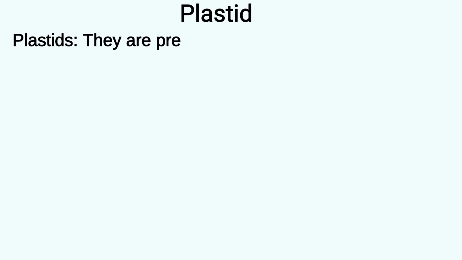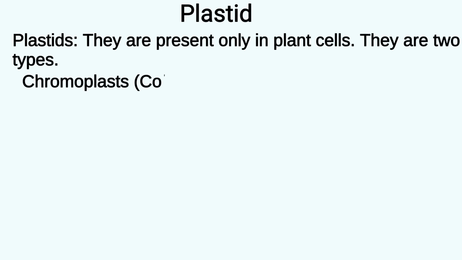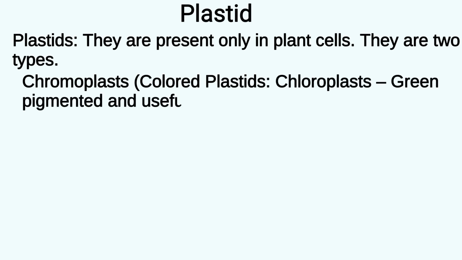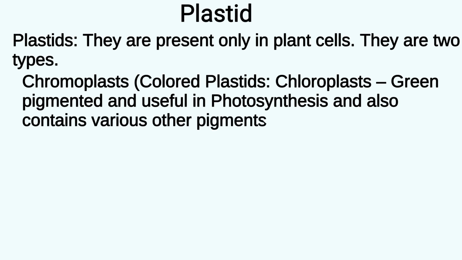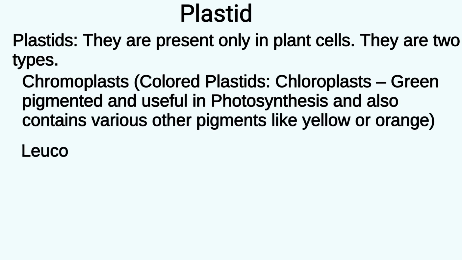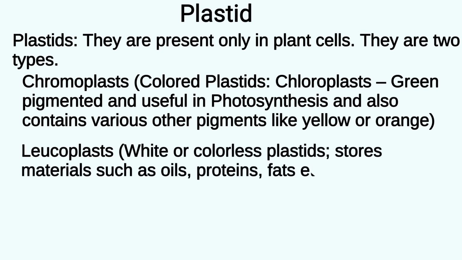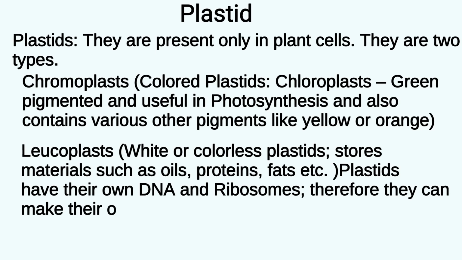Plastids. They are present only in plant cells. They are of two types: chromoplasts, colored plastids; chloroplasts, green, pigmented and useful in photosynthesis, and also containing various other pigments like yellow or orange; leucoplasts, white or colorless plastids. They store materials such as oils, proteins, fats, etc. Plastids have their own DNA and ribosomes, therefore they can make their own proteins.